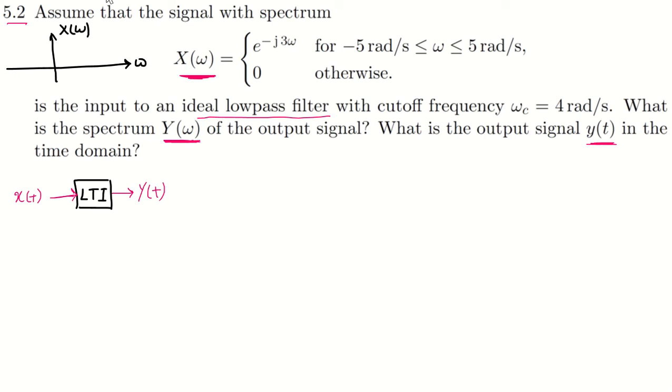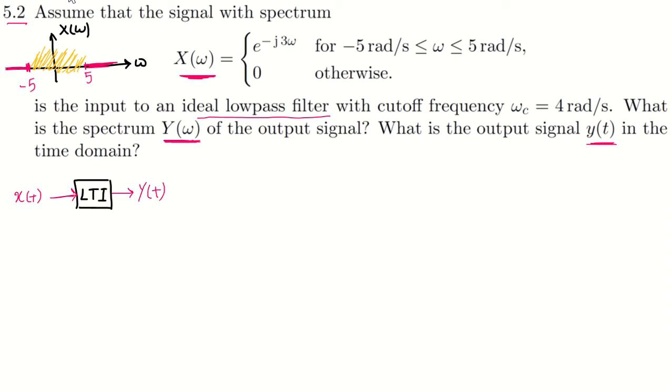If you look at the expression, you see for frequencies higher than 5 radians per second, the value of x of omega is 0. This is 5 radians per second, and also for values below minus 5 radians per second. And for frequencies between minus 5 and 5 radians per second, it has some values different from 0, which we don't care about at the moment, but we can plot that here.